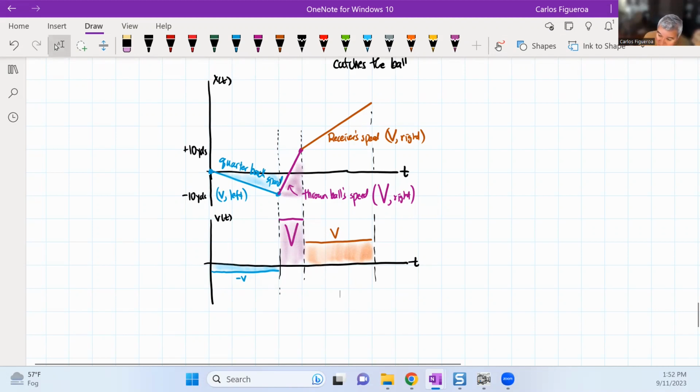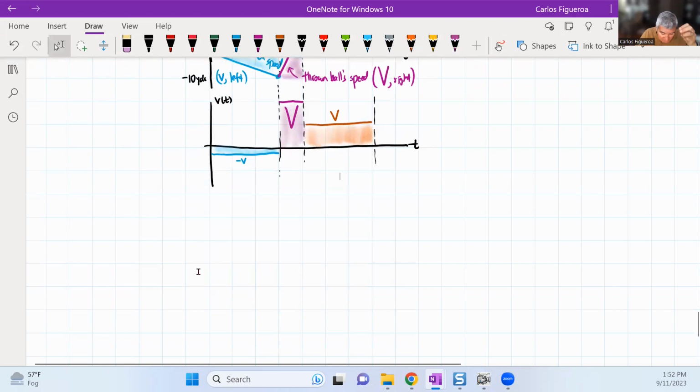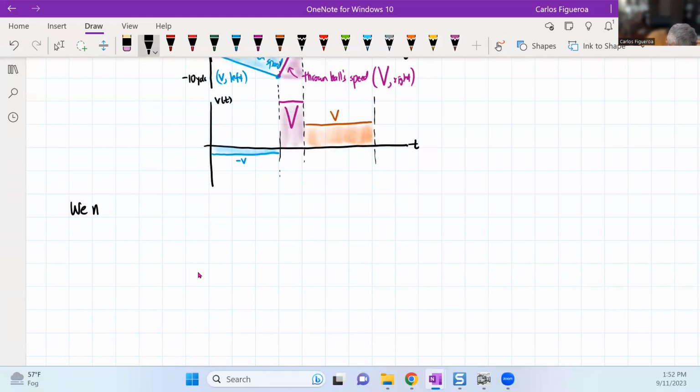Now we move on to changing velocity here. Okay. So let's get going on this. So now what we're going to do here is that we need to add change in velocity. So in order to add change in velocity, here's what we want to do here.